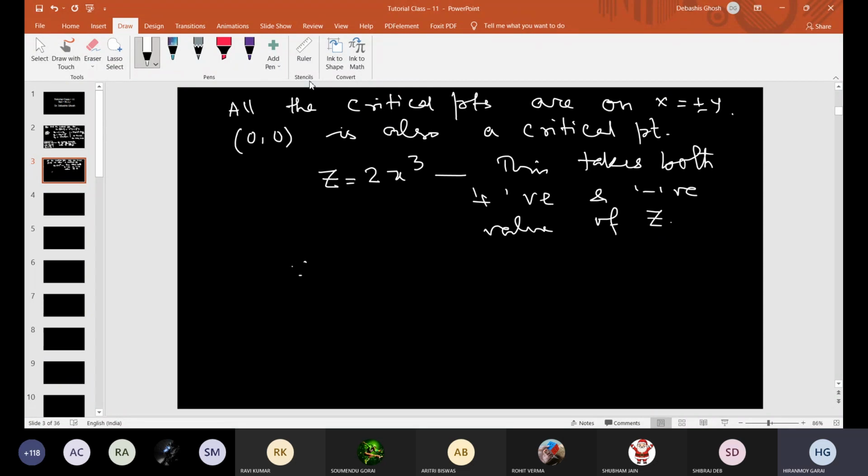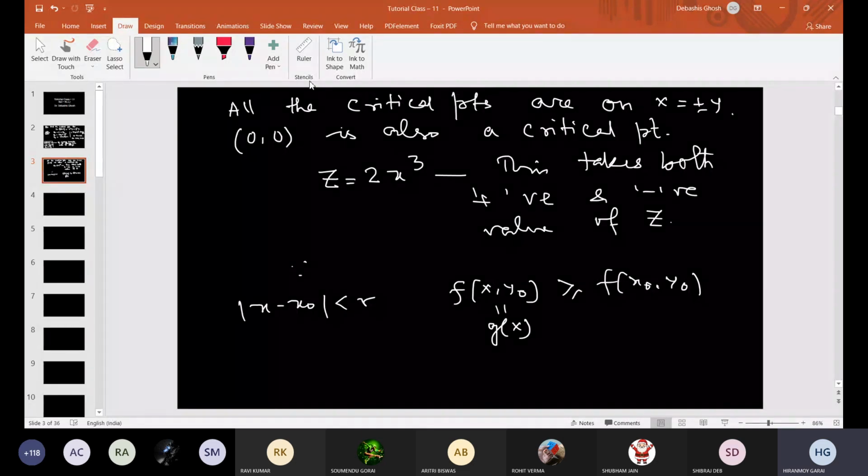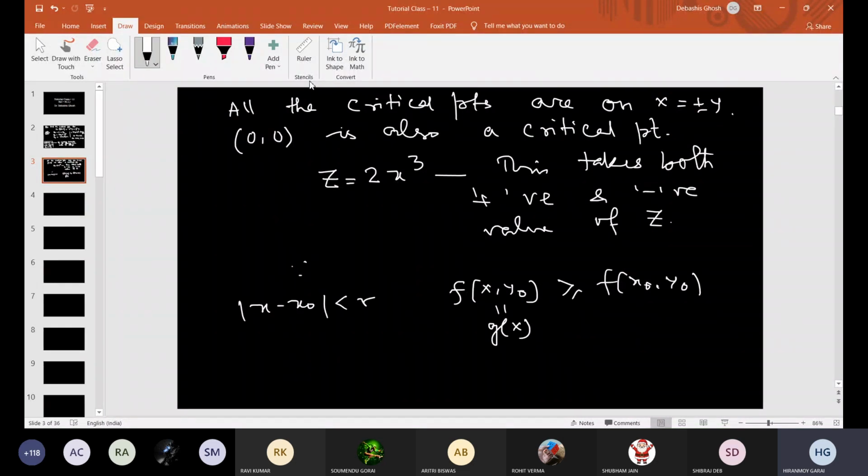Because of this presence of positive and negative both the values, we could not be clarified, because we have the result that if x0 is a critical point, then f of x comma y0, if you fix y0, is greater than or equal to f of x0 and y0. Then you can consider that f of x is equal to g of x, and for all those x which satisfy such criteria it should have its value more than some value, but in this case we could not bound this. So at the point 0, 0 the function has its special nature. It is a critical point, but it doesn't have a maximum or minimum value.